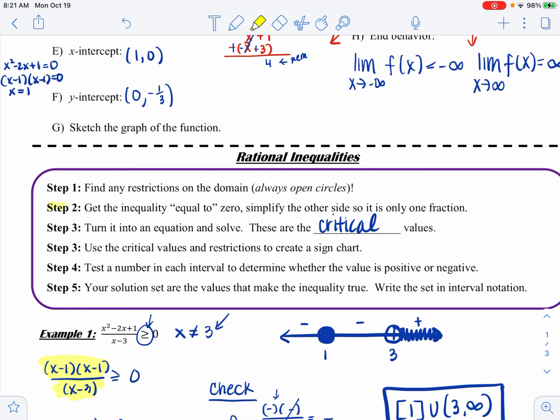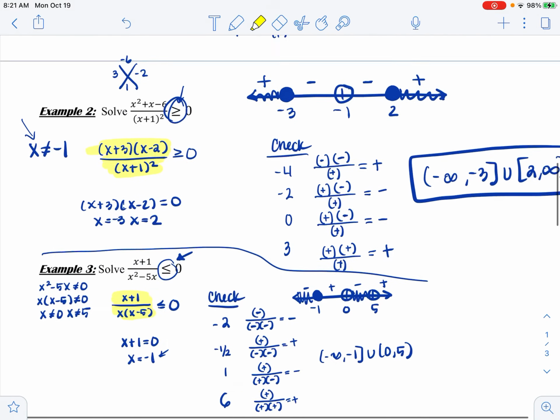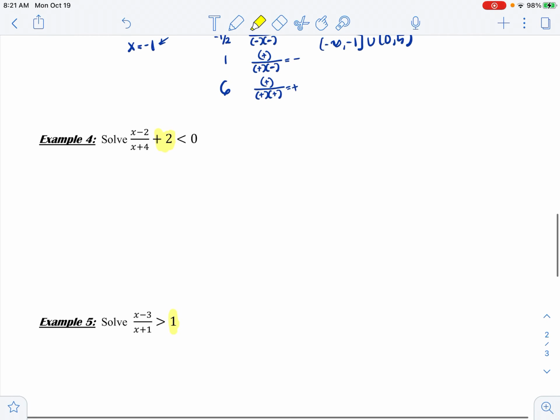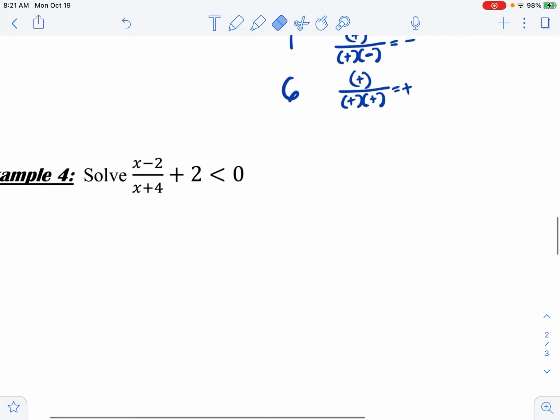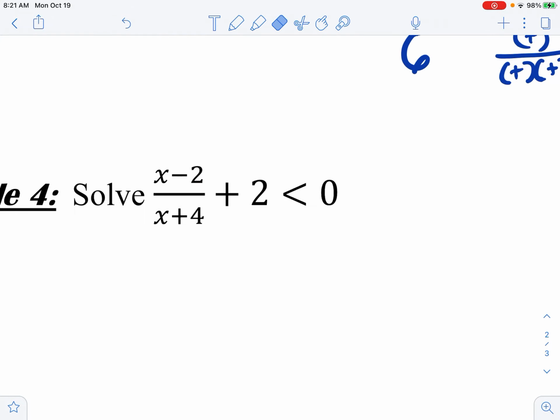So if you look back to the second step, it says get the inequality equal to 0, simplify the other side so it's only one fraction, okay? If you look at example 4, it's already equal to 0, but it's not one fraction. If you look at example 5, it's not equal to 0, so I'd have to subtract 1 from both sides, but then it's not one fraction, okay? So you have to make the left side, in this case, one fraction. If it was on the right side, it's fine.